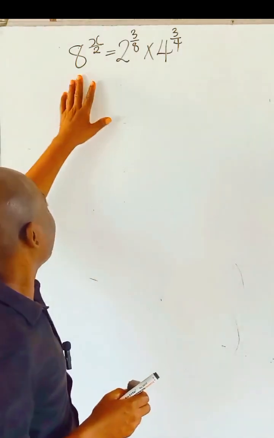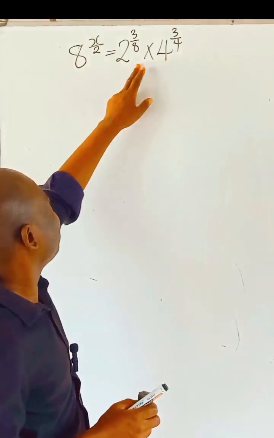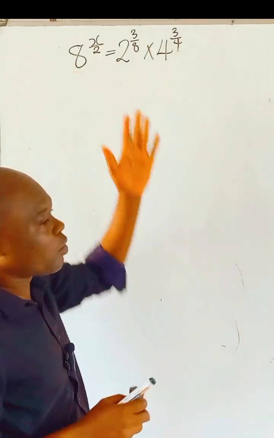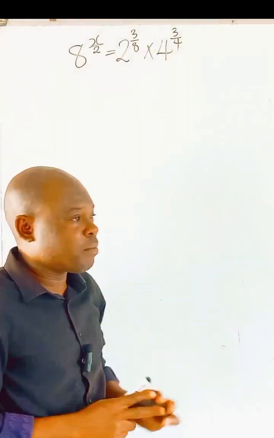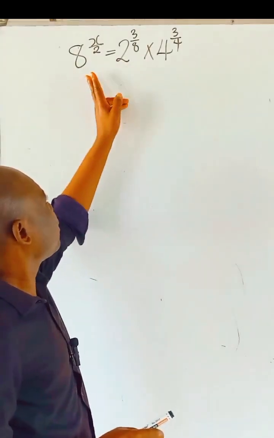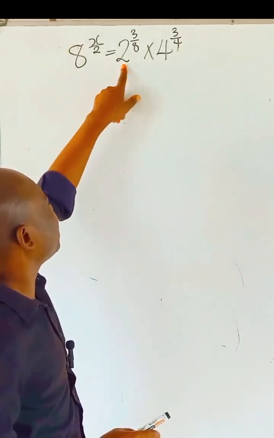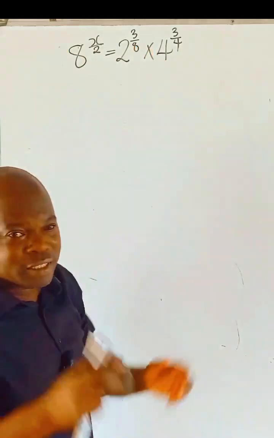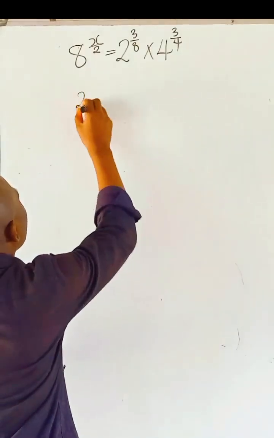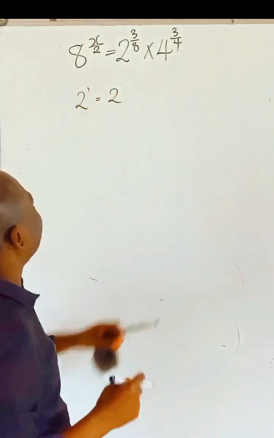To get this result, we can check if these numbers can be made to have a common base. Let their bases be the same. We have 2, 4, and 8. Is there any way we can reduce the 8 and the 4 to have 2 as a base? There is. 2 raised to the power of 1 is just 2, which means this one is sorted out.